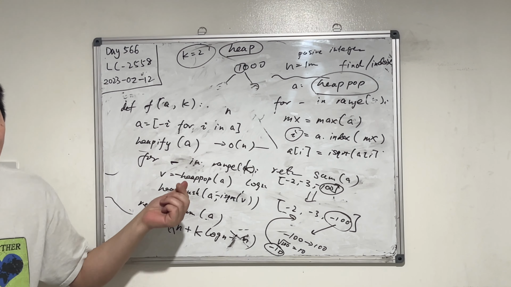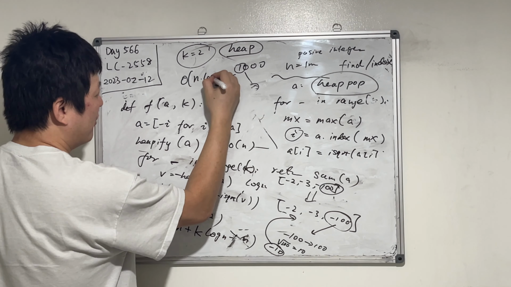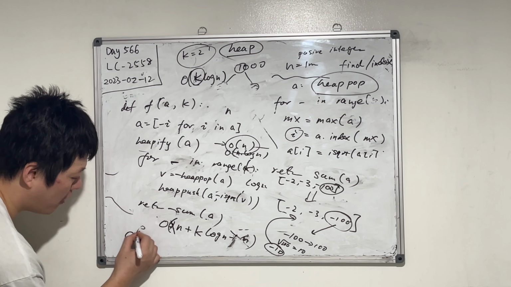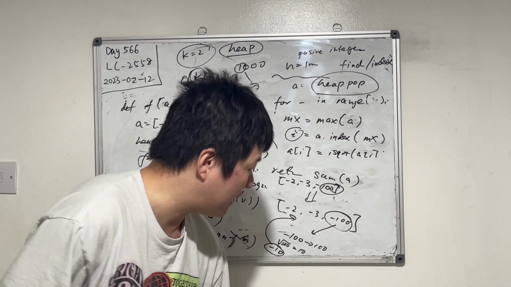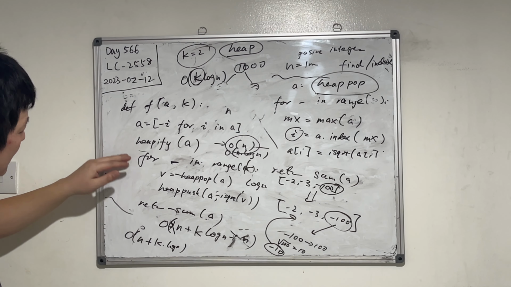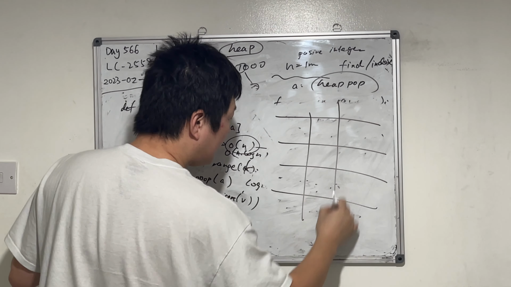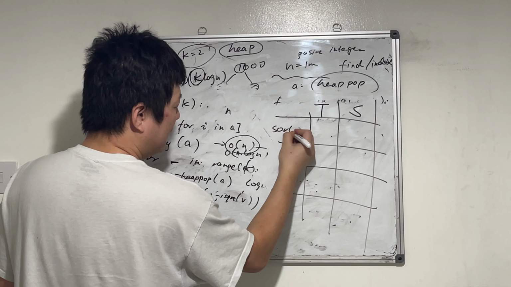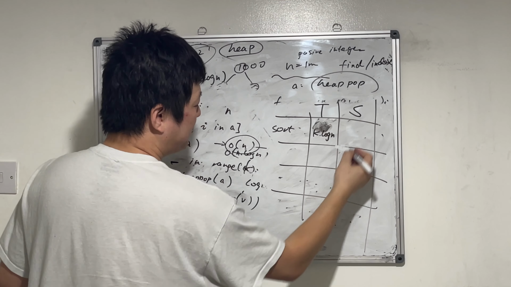If we are building a heap by pushing n elements to it, the time complexity is O(n log n). The time complexity for this one is O(n) plus k times log n. Okay, so which one is better? Space complexity. Obviously, this one is O(n). We need a space. This is time complexity, this is space. The sorting one, the time complexity is k times log n, right? We talk about space complexity O(1).